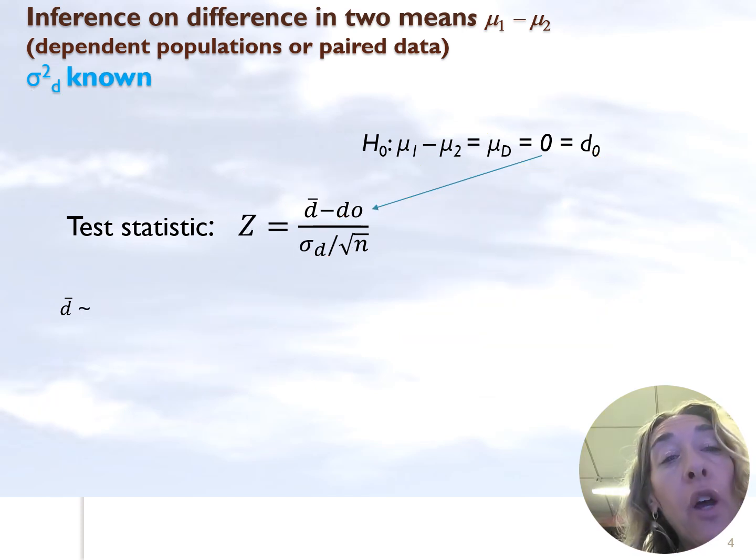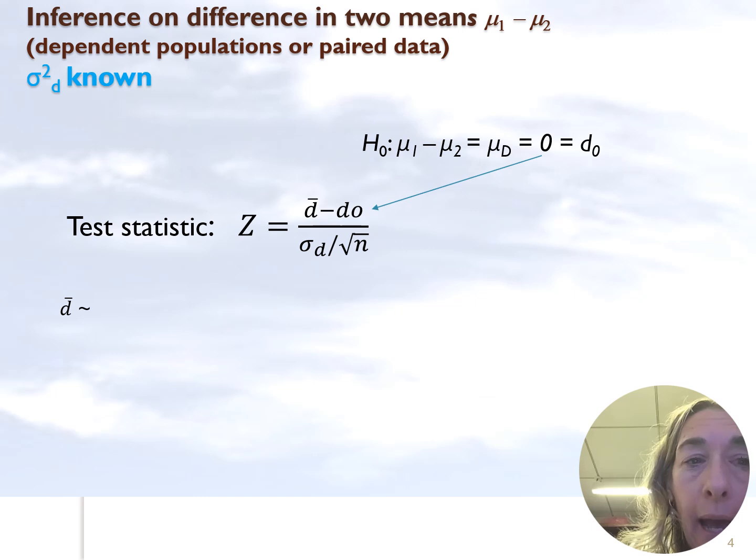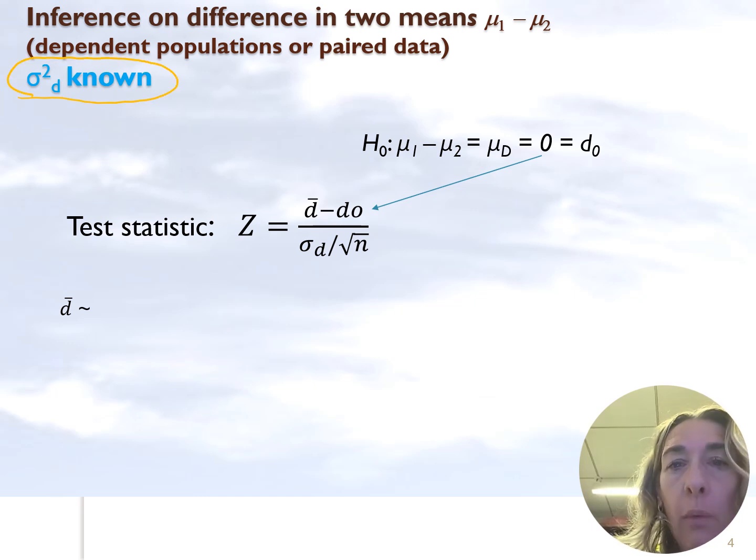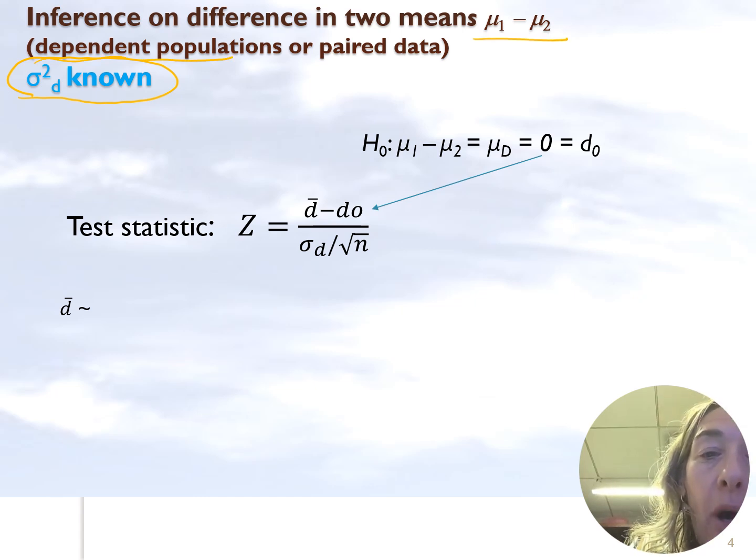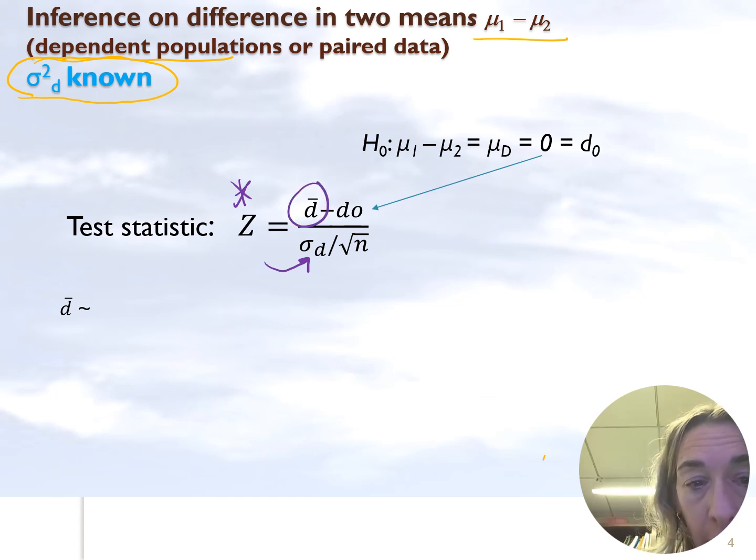Okay, for the case in which, however, our sigma squared sub D happens to be known, when we are looking at the inference for the difference in two means from dependent populations, then of course we use the Z distribution, keeping in mind that it's sigma sub D that's in the denominator for the Z distribution, but the test statistic looks very similar to that of the T. Now in order to use Z, what we must know is that our D bar in the numerator must be normally distributed.